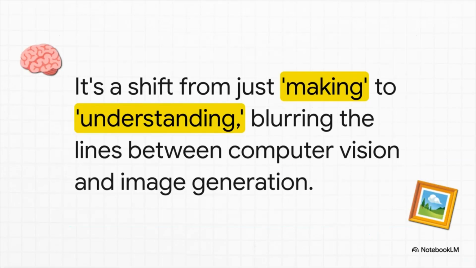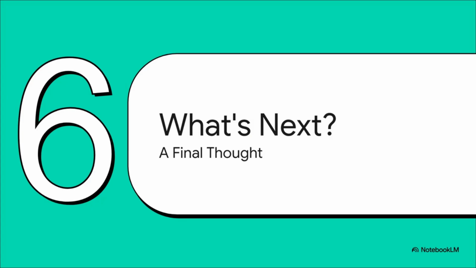Well, it's a huge shift in thinking. By mastering something as complex as writing, which needs a deep understanding of meaning and space, the model is showing that it can comprehend things on a deeper level. It's not just splashing pixels on a canvas, it's understanding the idea behind them. And this is starting to blur that old line between computer vision, which is about seeing, and image generation, which is about creating.